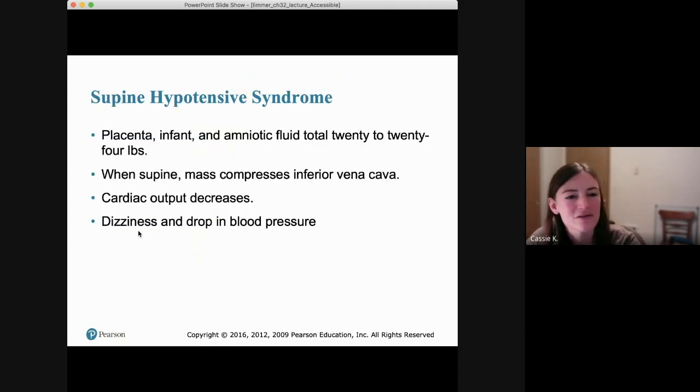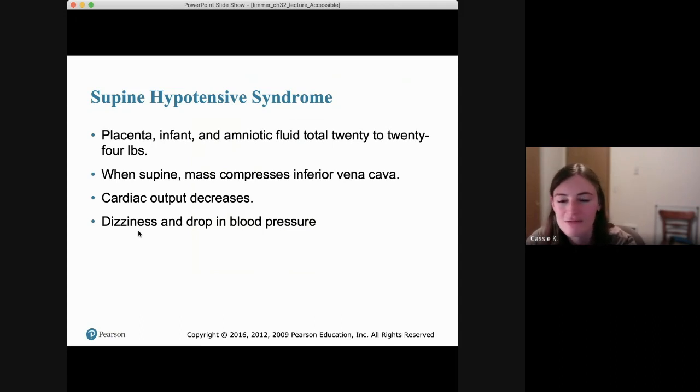So there's something called supine hypotensive syndrome. The placenta, infant, amniotic fluid can weigh 20 to 24 pounds. If the pregnant woman is laying flat, that compresses the inferior vena cava, which runs kind of along the spine, and can prevent blood flow, and can cause them dizziness or drop in blood pressure.